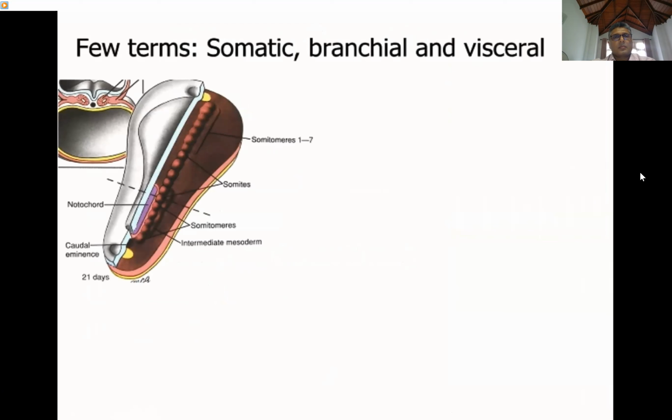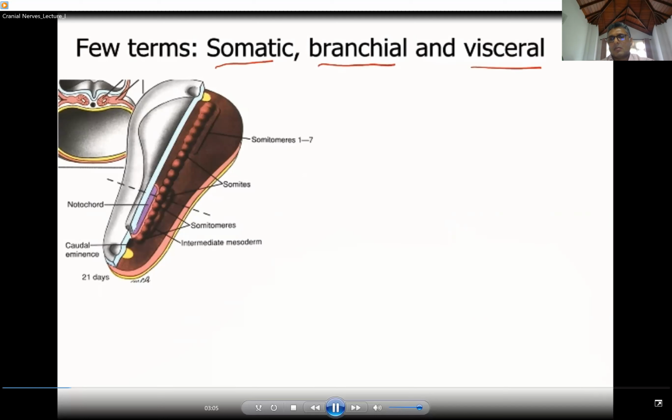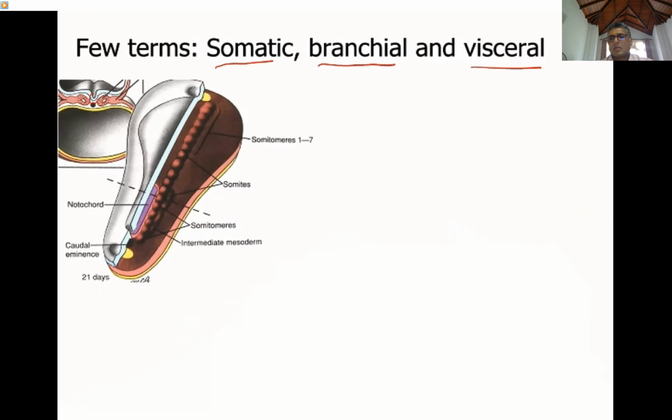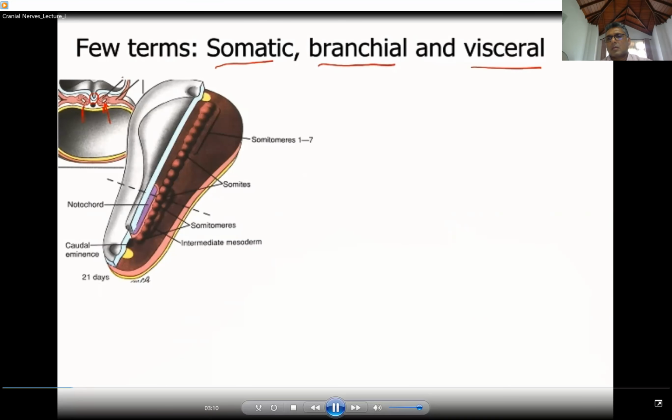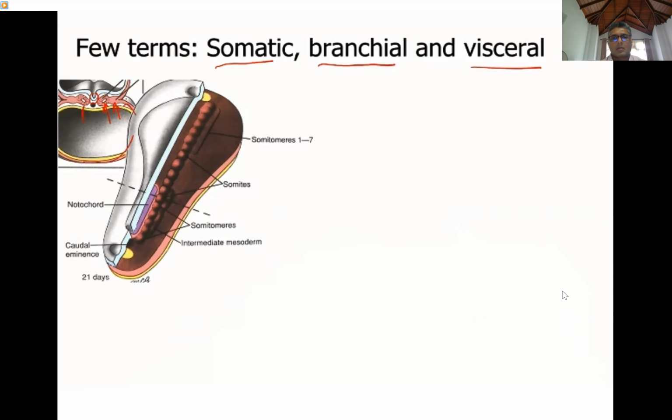Now we will take a look at the meaning of these three terms that will be important when we discuss the cranial nerves: somatic, branchial, and visceral. Now, during the early development, the mesoderm is separated out into three areas: the paraxial mesoderm on either side of the neural tube and the notochord, and then there is intermediate mesoderm, and then the lateral plate mesoderm.